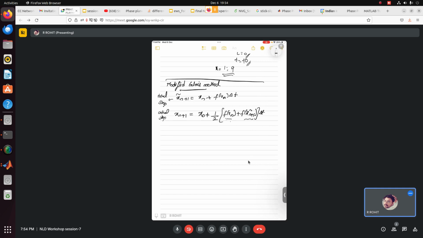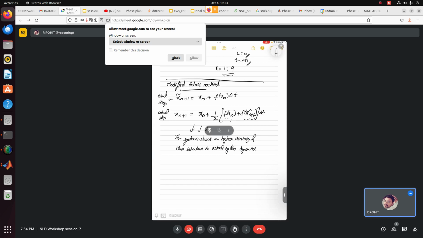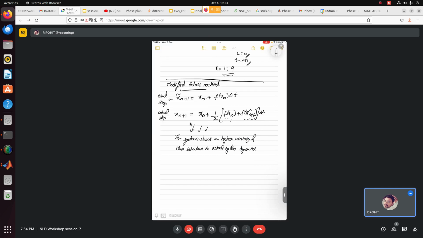And if you use this modified Euler's method in your system, they found that the system shows higher accuracy and behavior close to the actual system dynamics. So we will see whether that is useful for the condition which we are considering here. I'll just share the screen with the MATLAB.